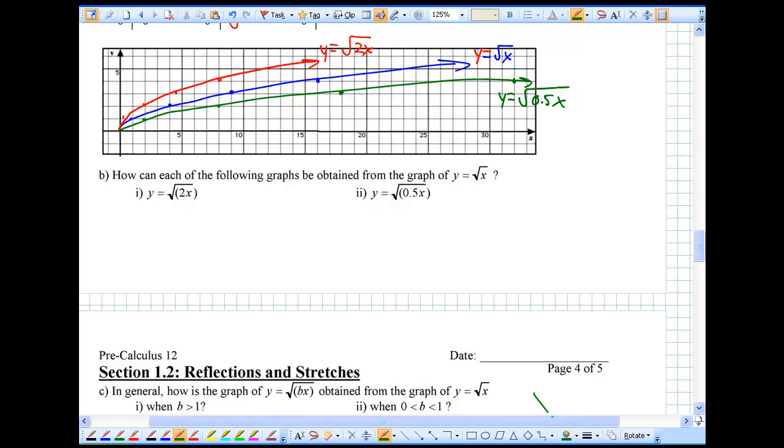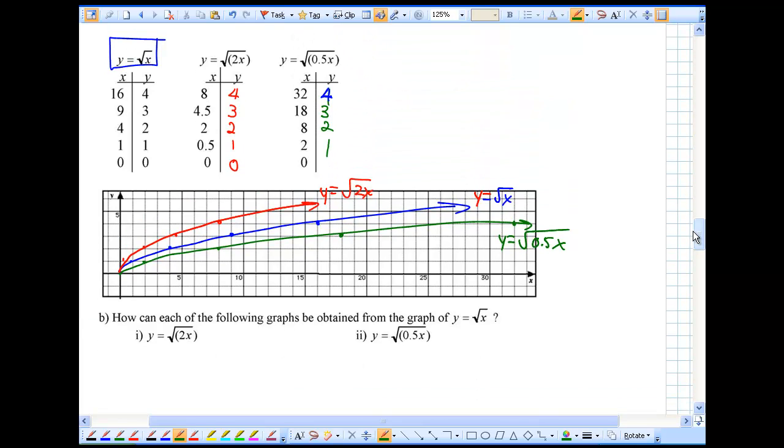Alright, so how can each of the following graphs be obtained from the graph of y equals root x? Well, for the first one, which is the one in red, notice what happened. If you were to take a look at the table of values, you'll notice that the y value stayed the same, but the x values had changed. Did they get bigger or smaller? They actually got smaller. So in this case, we don't call it an expansion if they got smaller. This is a horizontal compression. Interesting.